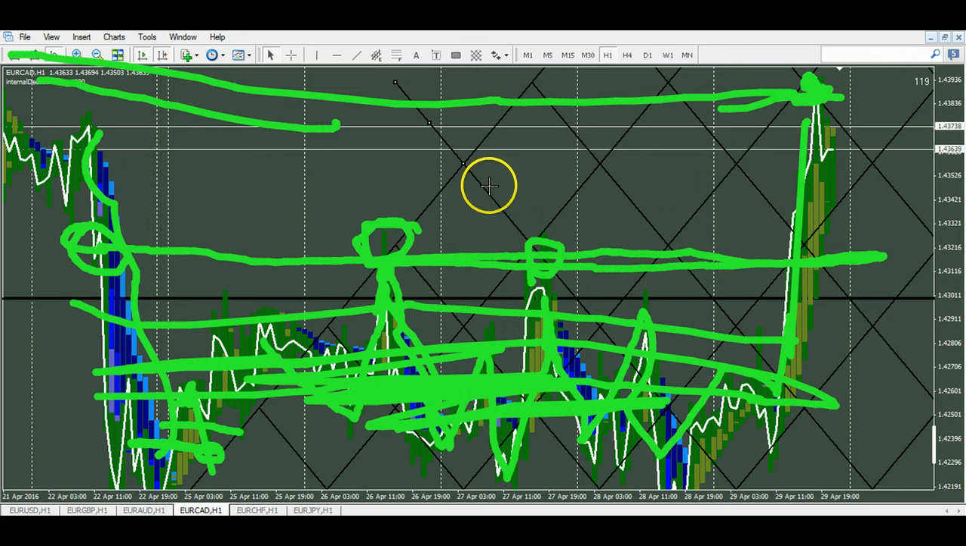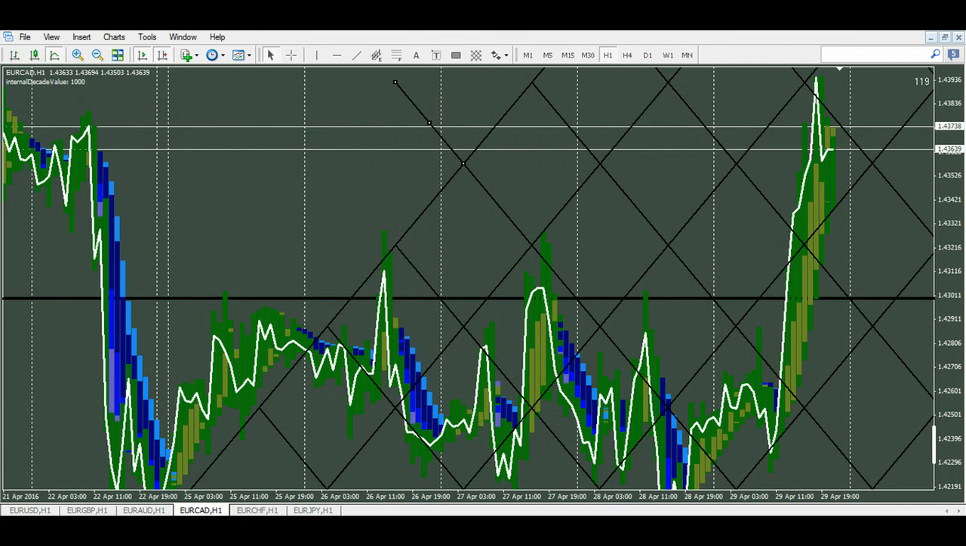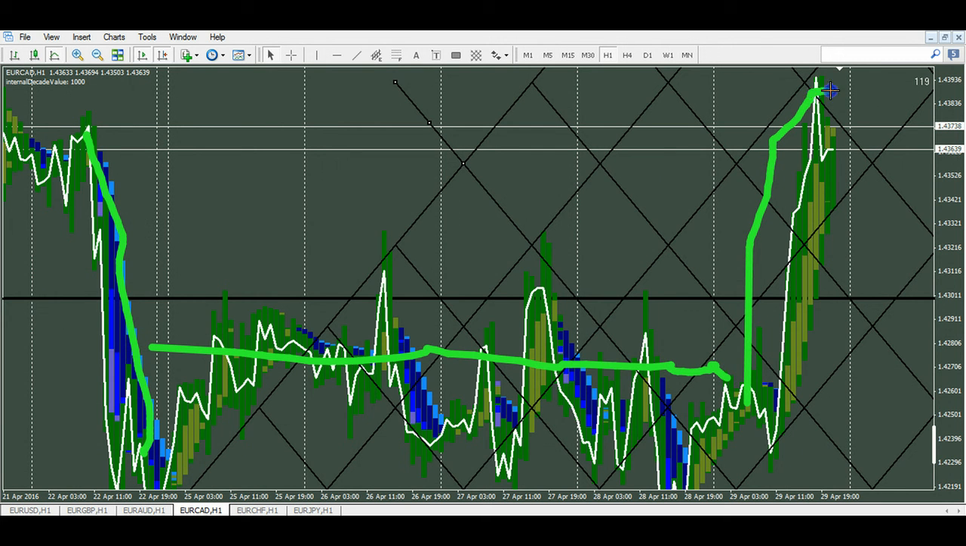This is another prime example, and I'm not cherry picking these examples. Trust me, this is 90 to 10 on this. 90 to 10. Trends for 10%, 90% chop. Trends for 10%. I rest my case.